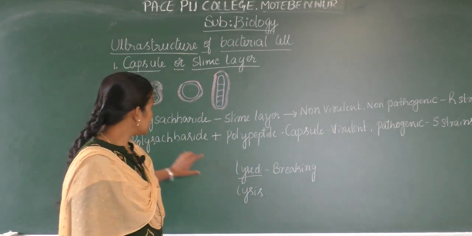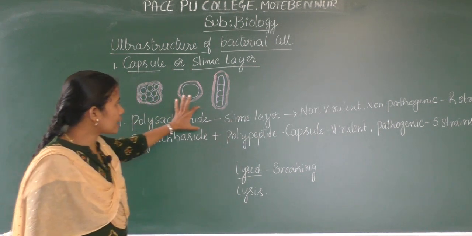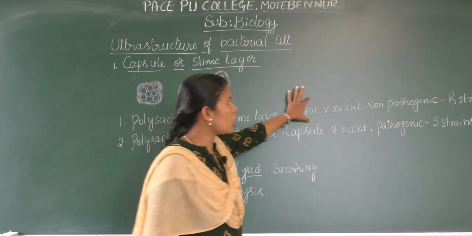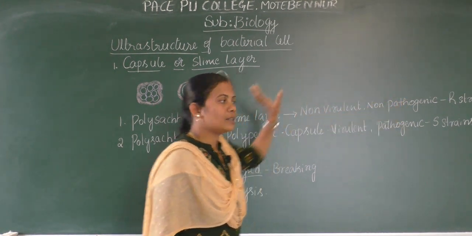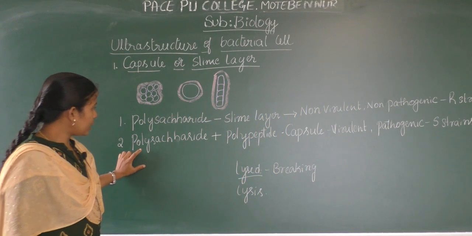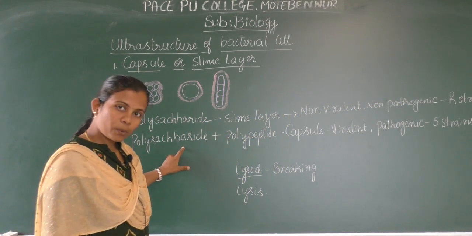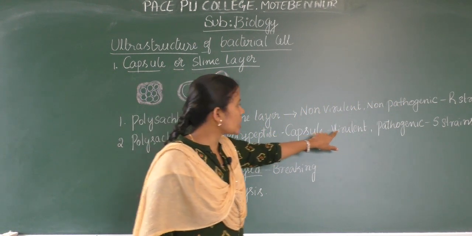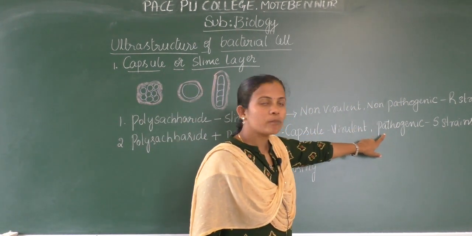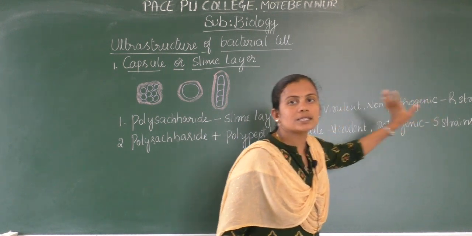So here you came to know that polysaccharide containing slime layer cells, which are non-virulent and non-pathogenic, are called R strains. And the others, polysaccharide plus polypeptide containing capsular cells, which are virulent and pathogenic, are also called S strains.